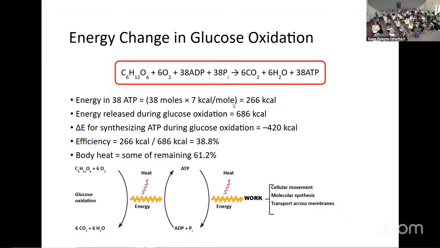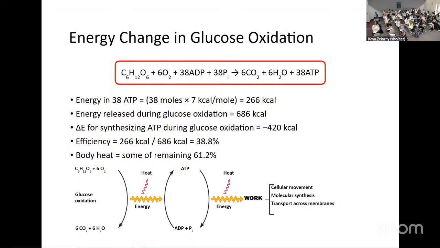It's actually way more than we actually need. So we have 686 kilocalories of energy that we release when we break down the glucose molecule, but only 266 kilocalories that we need to make that ATP. So this is a difference of, if I did the math right before, 420 kilocalories, which means this is not the most efficient process. We are actually only using under 40% of the energy in that glucose molecule, so we're not using all the energy we could be from breaking down the glucose molecule.